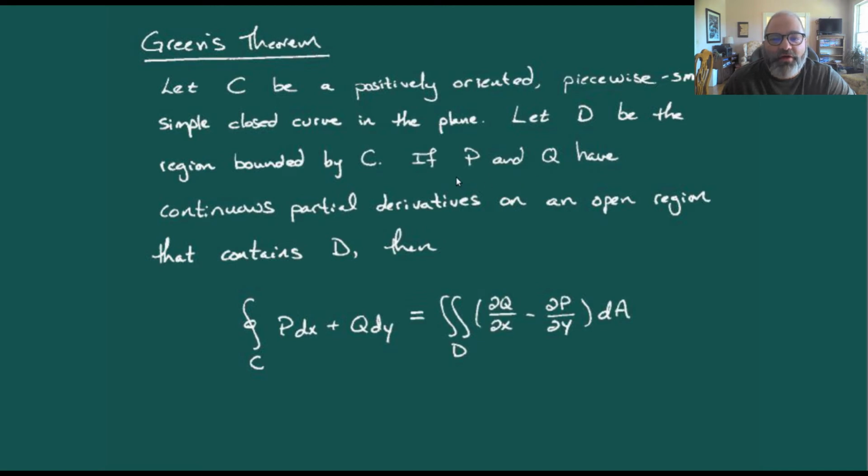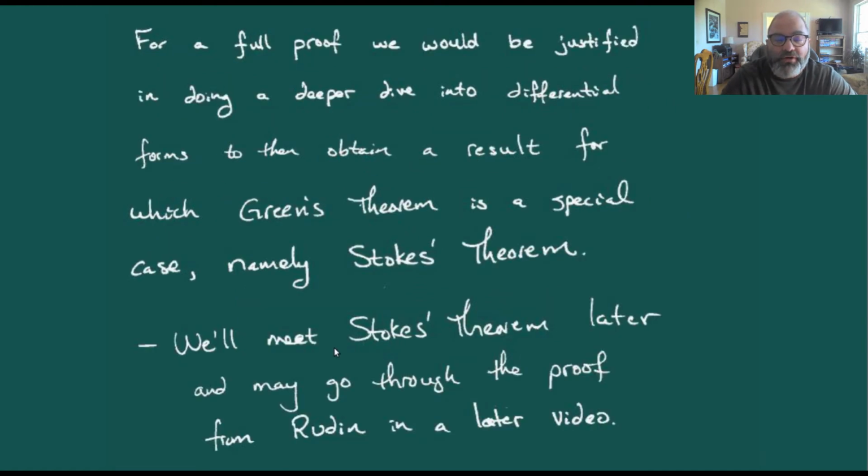And so if P and Q have continuous partial derivatives on an open region that contains D, then the double integral over D of the curl of that vector field (P, Q) dA is going to be equal to the line integral of that vector field around the boundary.